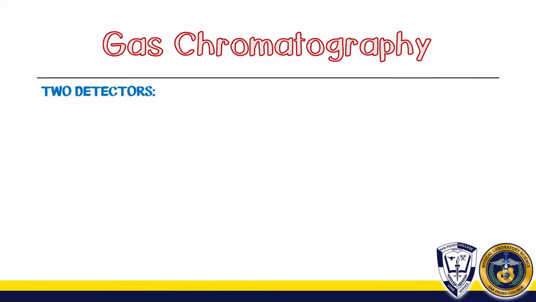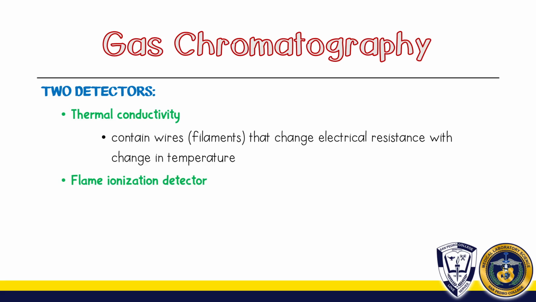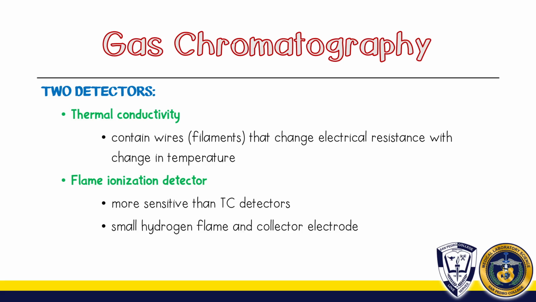So, next, we will proceed to the FID. There are actually two detectors that can be used in your gas chromatography. One, we have your thermal conductivity detector, and then you have your flame ionization detector or FID. For thermal conductivity, it contains wires or filaments that change electrical resistance with change in temperature. Whereas your FID is actually more sensitive than your TCD.